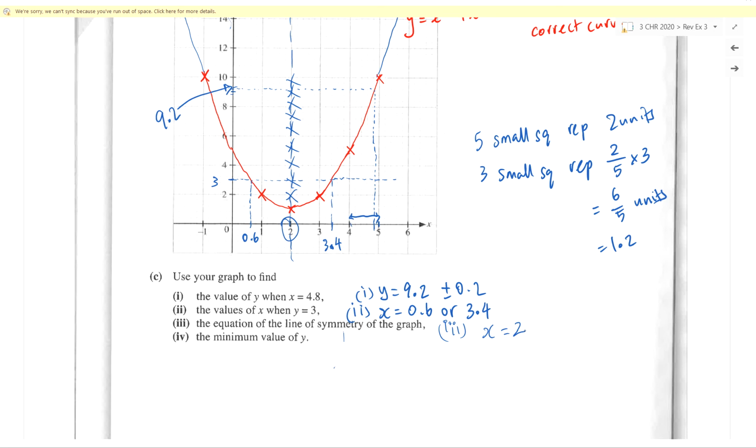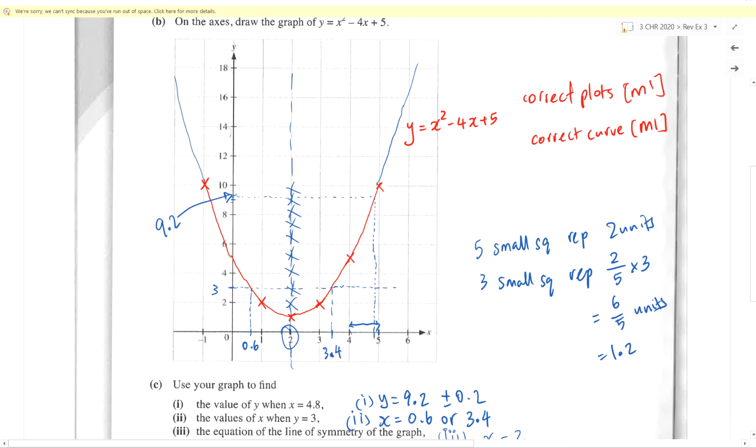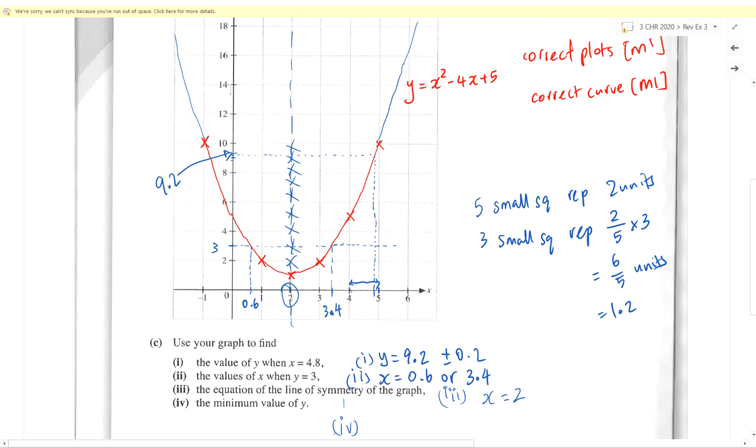Once we have that, moving on to part 4. The minimum value of y, the smallest possible value of y. We have to refer back to our graph again. For all the people staying over here in this graph, they stay at different blocks, different levels. Who stays at the lowest level? Where is the person that stays at the lowest level? Over here. Nobody stays lower than him already.